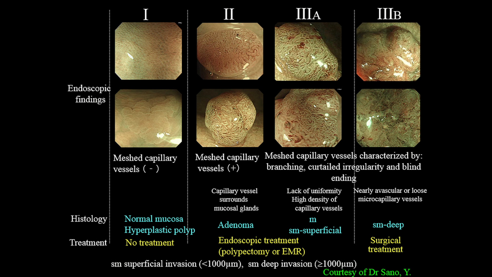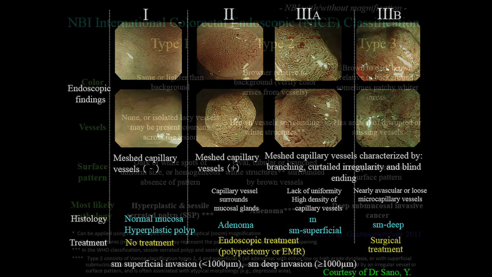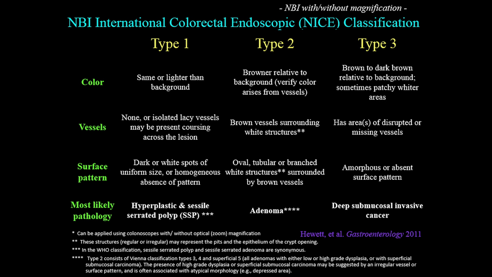And if the meshed capillary network becomes slightly irregular, it usually suggests mucosal cancer or intraepithelial, I mean high-grade dysplasia. Then, if the vascular network becomes highly irregular or avascular, it usually suggests deep submucosal invasion. But in case of using Sano's classification, it is necessary to use the magnification function. Unfortunately, at least in the past, most of you didn't have any magnification function for daily practice.